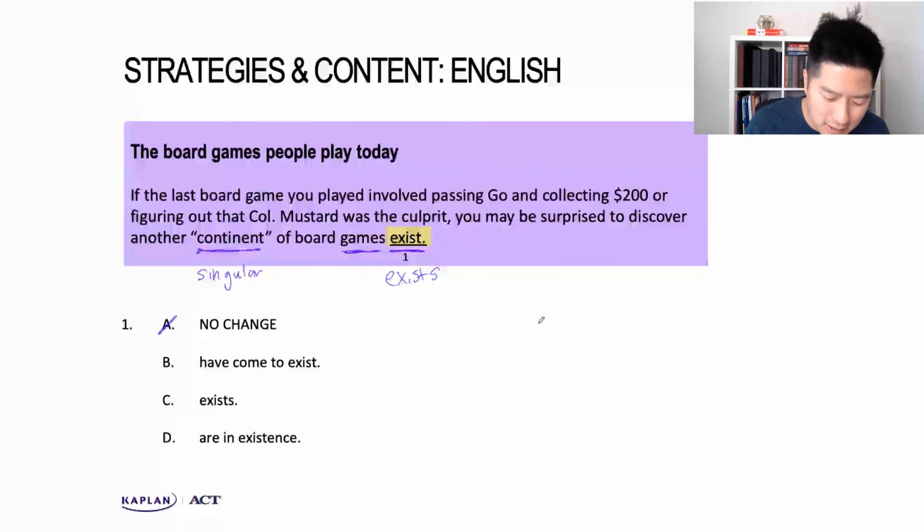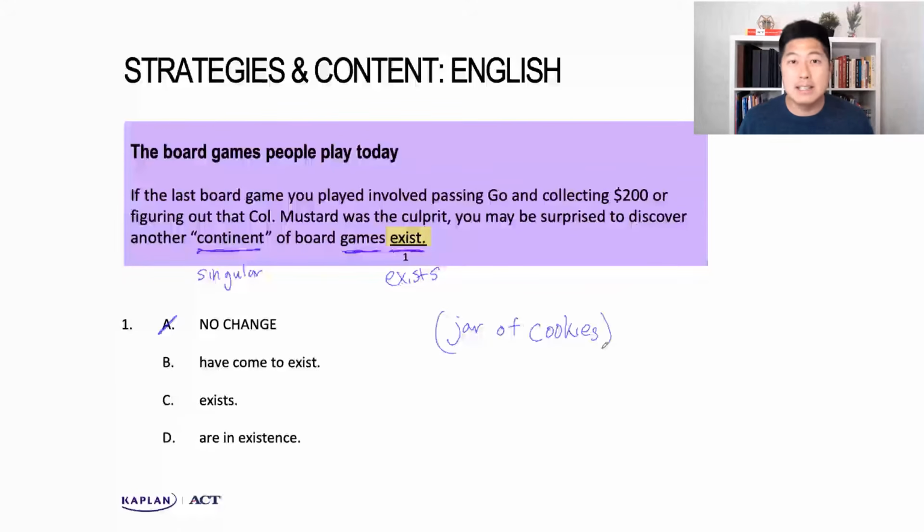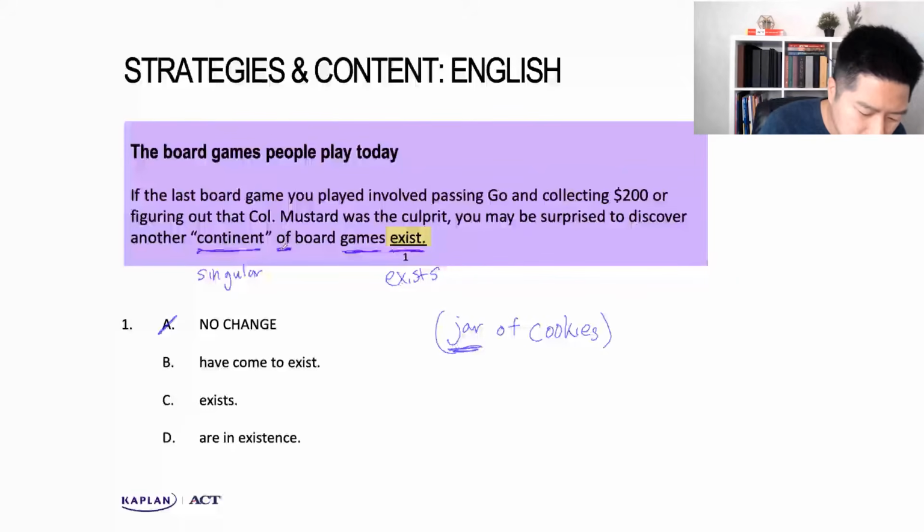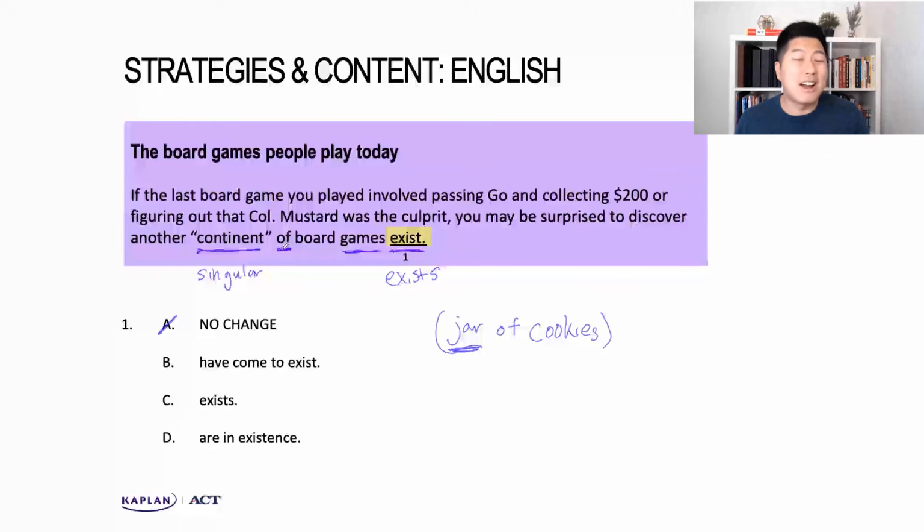Here's what's going on. Cookies is definitely plural, just like the noun games. But the moment you put those cookies in a jar, now this entire noun is going to be singular because the jar is singular. And the prepositional phrase of can be a big clue of that. Games isn't on its own here. It's the continent of board games exists, right? And so for that same reason, we still need a singular verb.